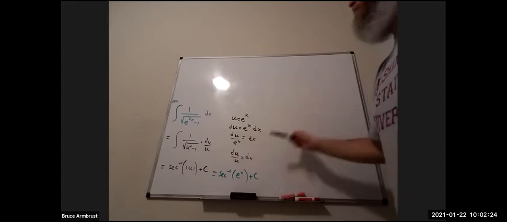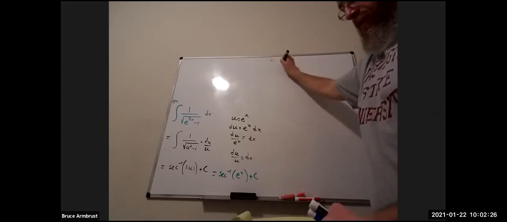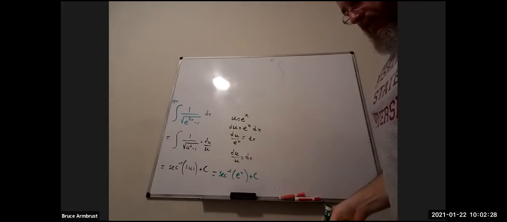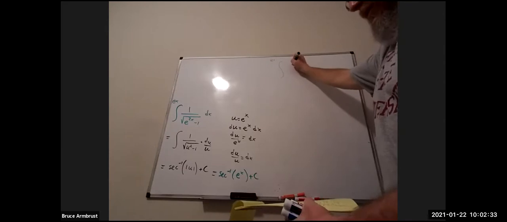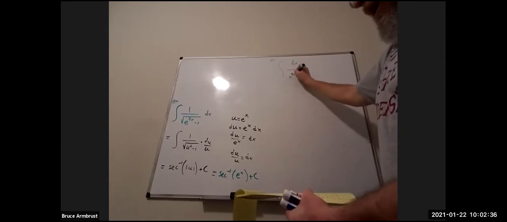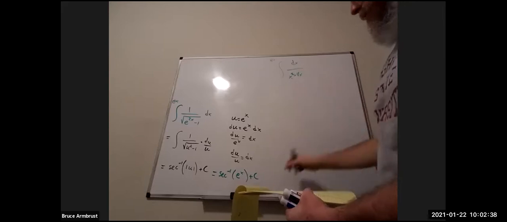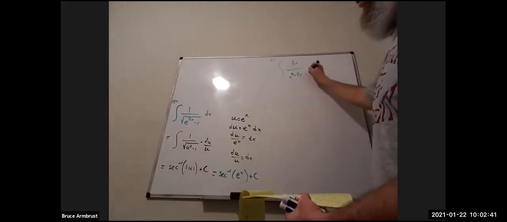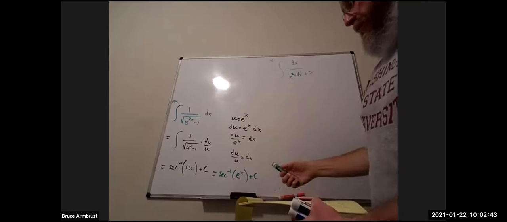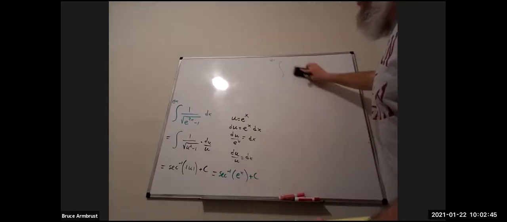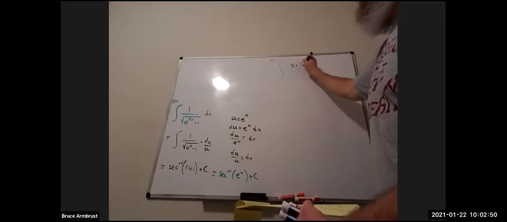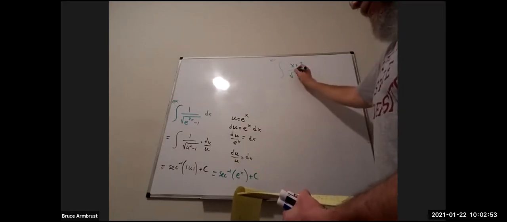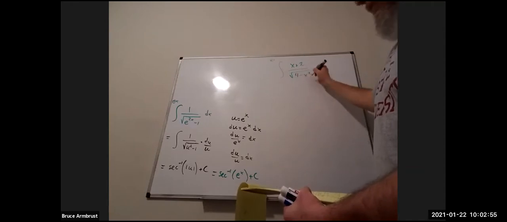But suppose that we want to integrate this guy. Let's say we've got the integral of dx over x squared minus 4x plus 7. No, this isn't the one I want to do. Hold on. We'll do this one. We'll do that one next time. Let's look at x plus 2 over the square root of 4 minus x squared.